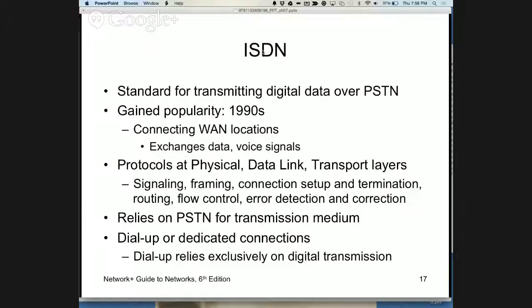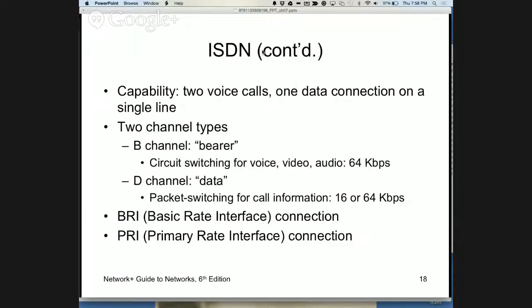Dial-up relied upon digital transmission. So they were capable, and still are in some areas, believe it or not, around the nation, in rural areas, of 2 voice calls and 1 data on a single line. They had what's called channeling in ISDN. B channel was a bearer channel, switching for video and audio up to 64 kilobits per second. D channel was for calling information, like a data channel, 16 or 64 kilobits per second.